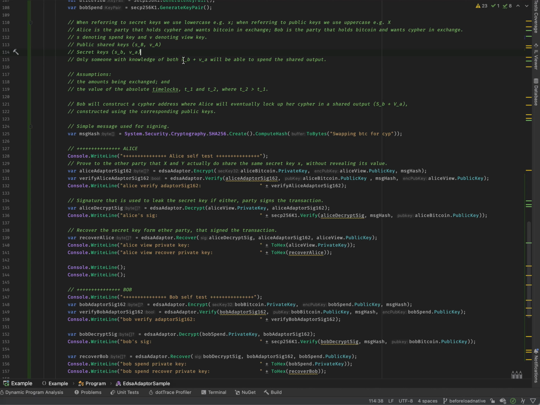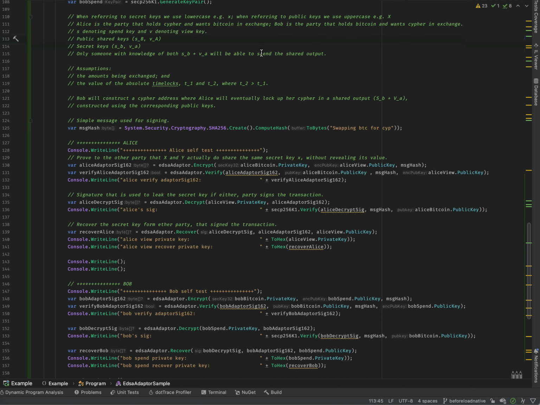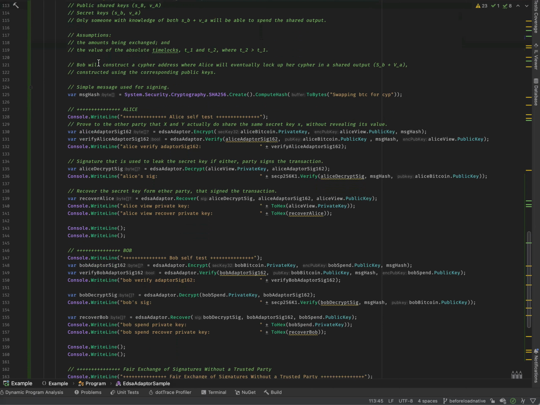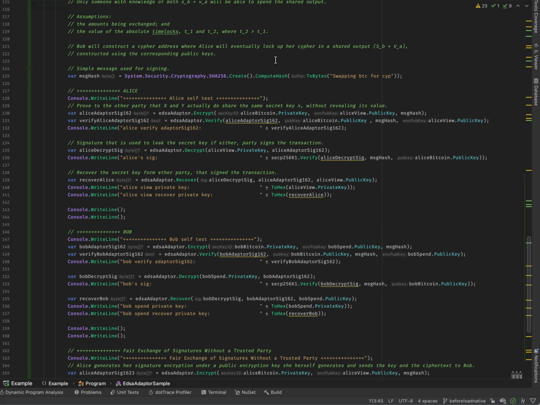So obviously someone knowing both spend A and view A, which is spend Bob and view Alice, will be able to spend the outputs in the Cypher. Right? So again, it goes into assumptions, the amounts being exchanged, and obviously the absolute time locks. So the time locks prevent either one moving first or second, or vice versa, depending on what the time has been set on each blockchain.